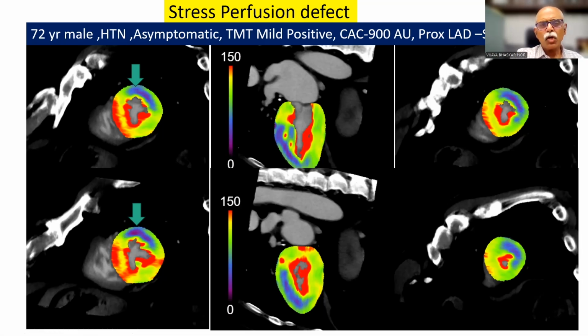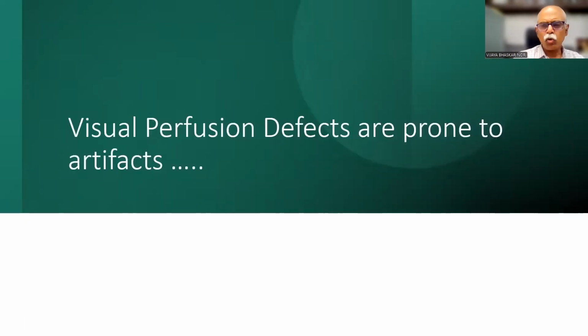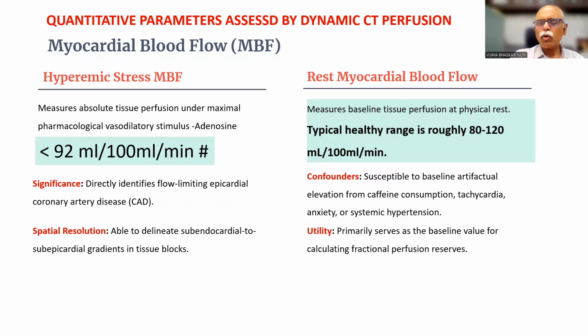That is why only the perfusion defects on the color-coded picture are not of very high diagnostic value. You have to corroborate them with absolute myocardial blood flow values also. So visual perfusion defects are prone to artifacts. Now, what are the absolute parameters to say that the particular defect is significant ischemia? An absolute myocardial blood flow value of less than 92 ml per 100 ml per minute of the myocardial segment is very, very suggestive of significant hemodynamic ischemia.